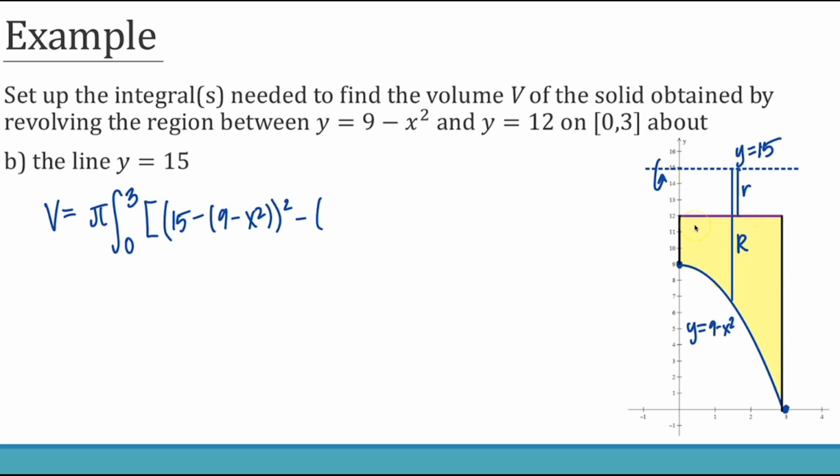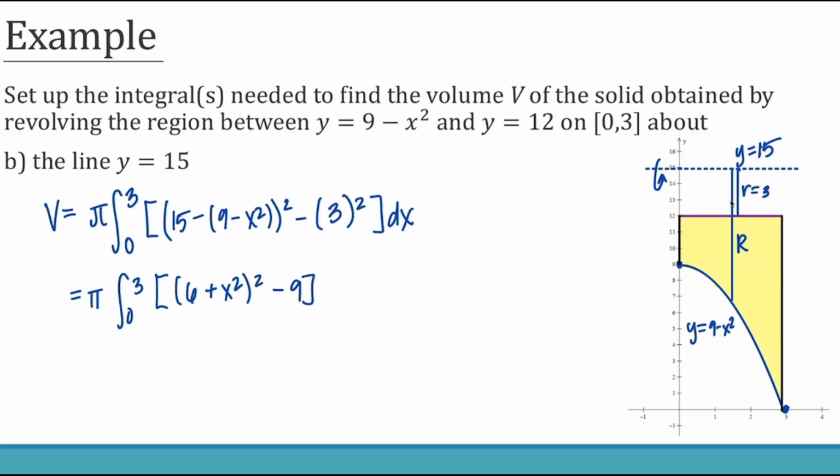So we can do top minus bottom, but we can see that the inner part that we're going to carve out always just has a radius of 3. So I'm just going to go ahead and put 3 squared and then dx. And we'll simplify it a little bit. We'll say 0 to 3, 15 minus 9, that's 6, plus x squared, squared, minus 9 dx.